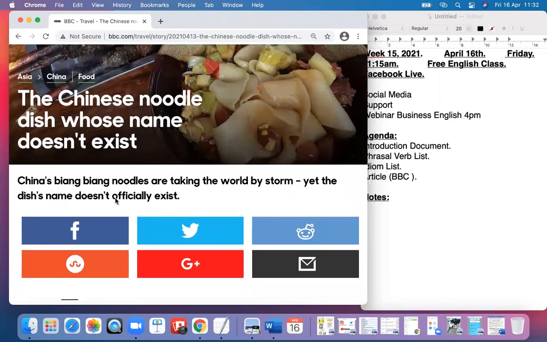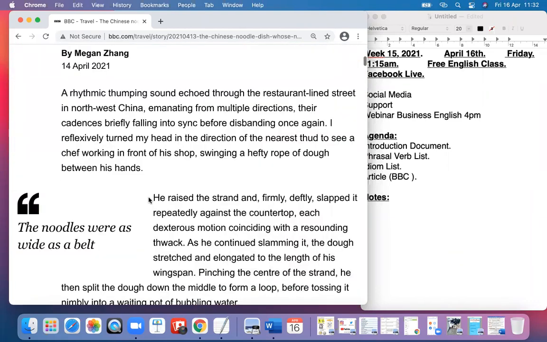So first I begin. The Chinese noodle dish whose name doesn't exist. So a very strange topic and a bit difficult. So I continue. China's biang biang noodles are taking the world by storm, yet the dish's name doesn't officially exist. Okay, so I'll continue just for pronunciation.